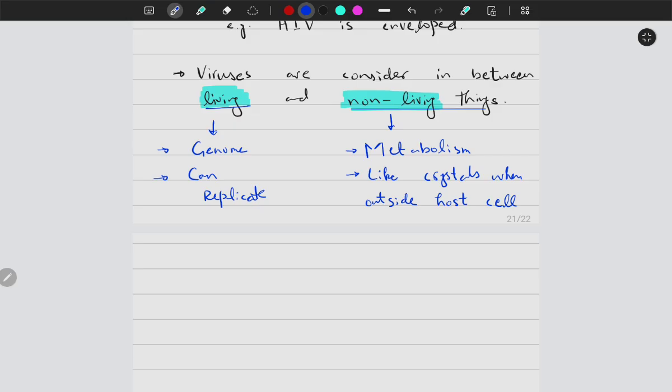So number three, no cells. They don't have cells. So in the beginning, we decided that almost all living things are made up of cells. Viruses are not made up of cells. So these are some of the characteristics which make them like non-living things, and there are some characteristics which make them like living things or living organisms. So they are considered in between.